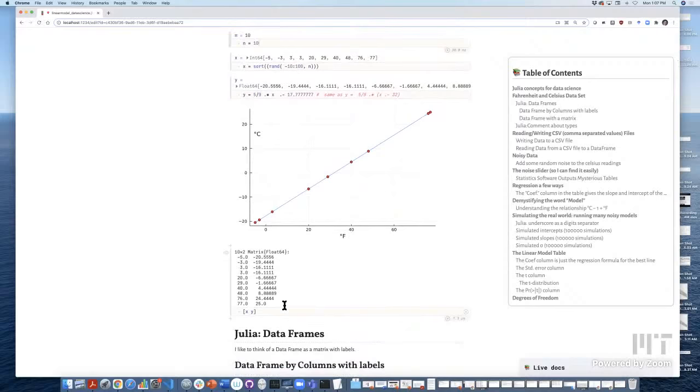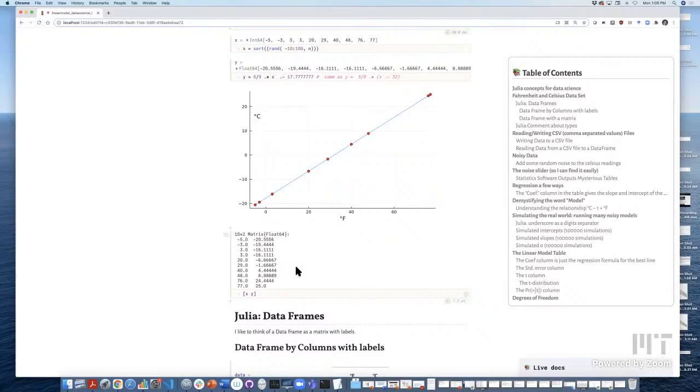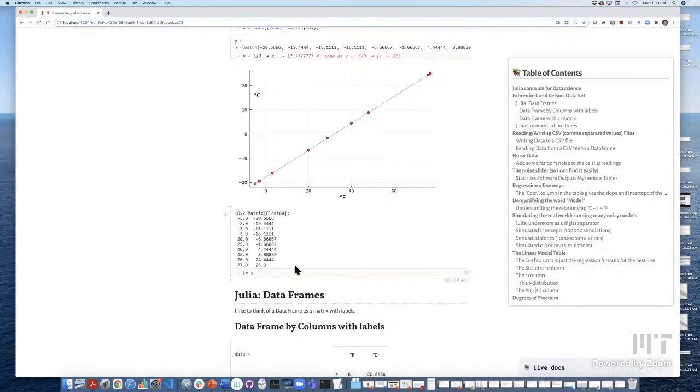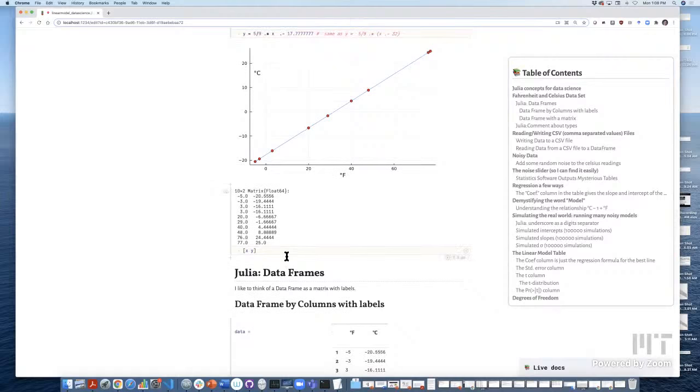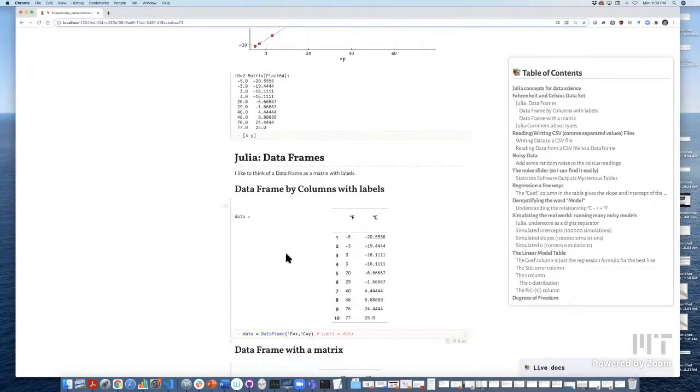Now the first thing I want to show you is how one can organize data with labels. Julia has the concept of a data frame, which originally started out in the R statistics language. It's compatible also with Python tables and so forth. So here, let me show you how you build a data frame. With the DataFrames package, it's quite easy. All you have to do is use this data frame constructor, which basically says label equals vector. So we have degrees Fahrenheit equals X, degrees centigrade equals Y.